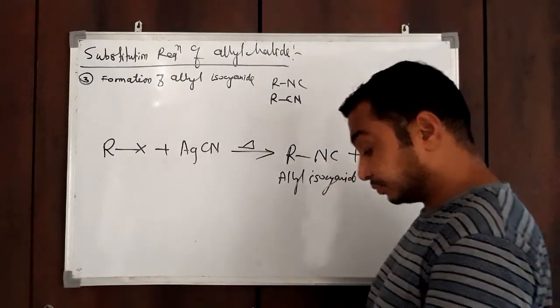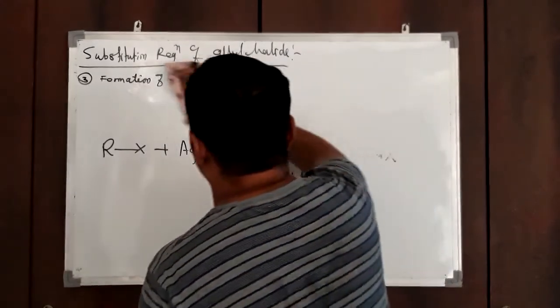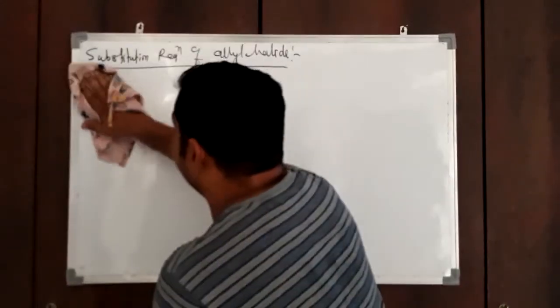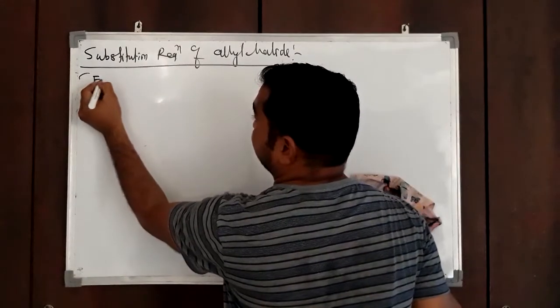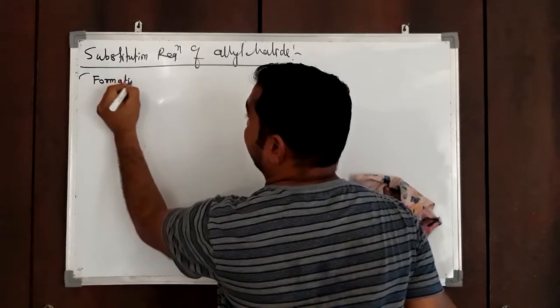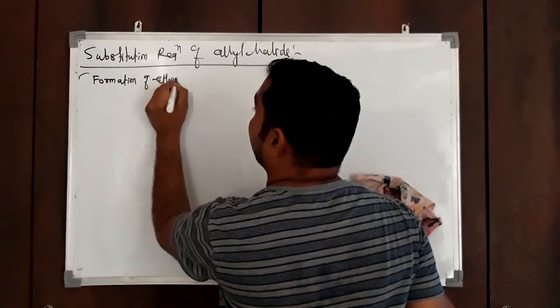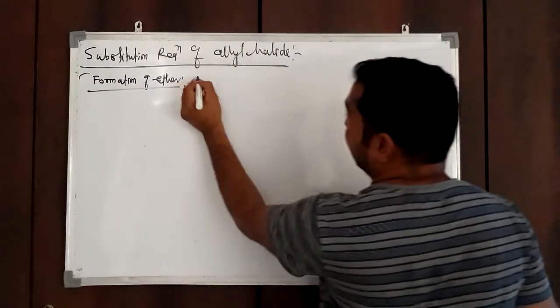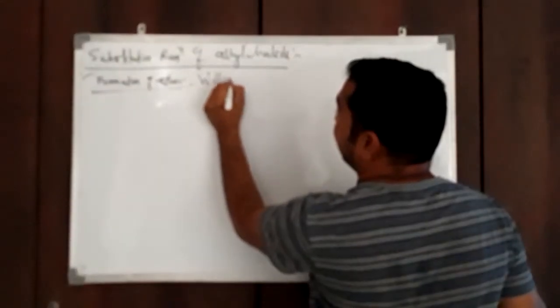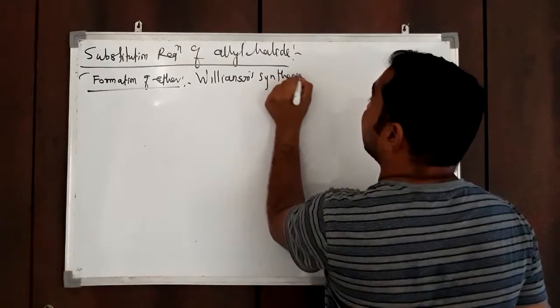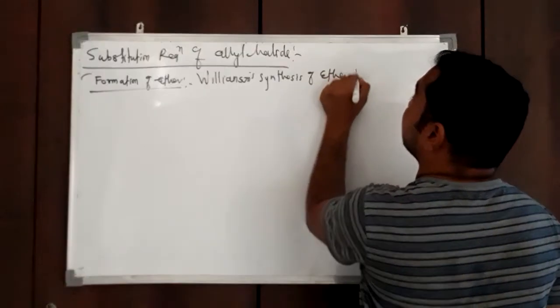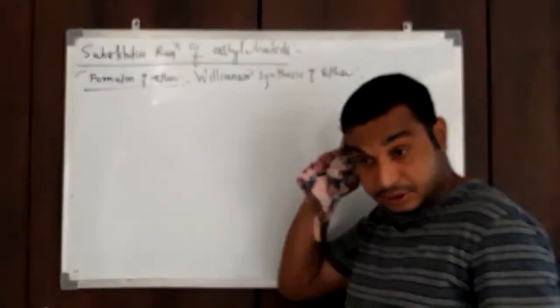Then, next, third, fourth, fifth reaction. I think the fifth reaction is formation of ether. That is called Williamson's synthesis of ether. Okay, Williamson's synthesis of ether.